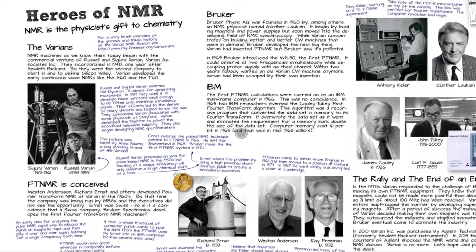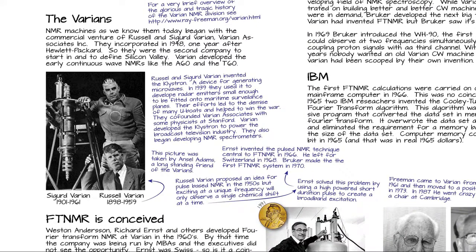But I would say, give up now, you will never be as cool as the Varian brothers. Russell Varian and Sigurd Varian started Varian, the company that made the first commercial NMRs. They both grew up in a utopian community in California called Halcyon. It was some type of a commune. And then they went on to greater things after that.